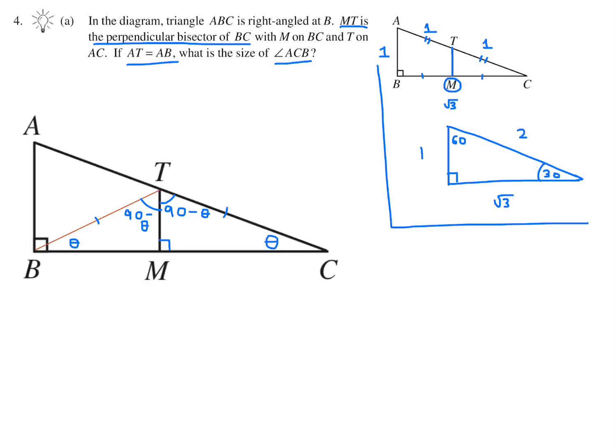Now what I'm going to do is concentrate on this triangle, ABT, that one right there. And in a very similar way, I'm going to label some angles. For example, they tell us that AT is equal to AB, like that. So this is an isosceles triangle. Therefore, this angle, if I call it X, has to be the same as that angle, X. And therefore, this angle is 180 minus 2X. Correct?